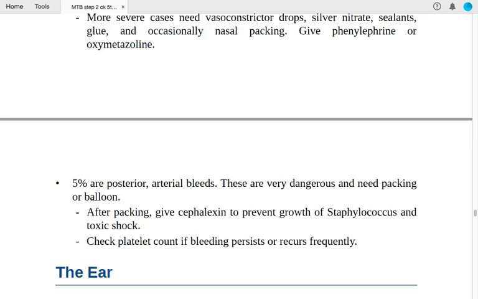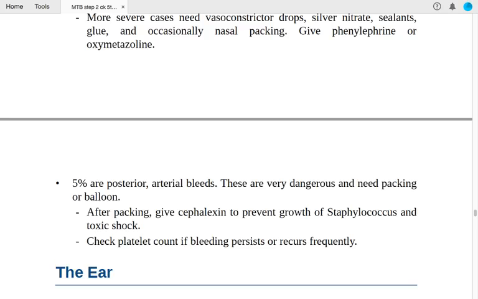So 5% are posterior and arterial bleeds, and these are very dangerous and need packing or ballooning. So we must remember, because this is very important from our exam point of view, that we need packing and we need ballooning, especially in the case of posterior nasal bleed.